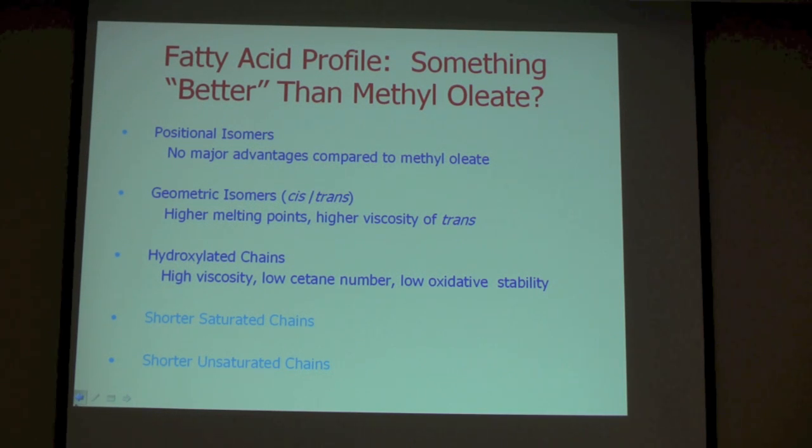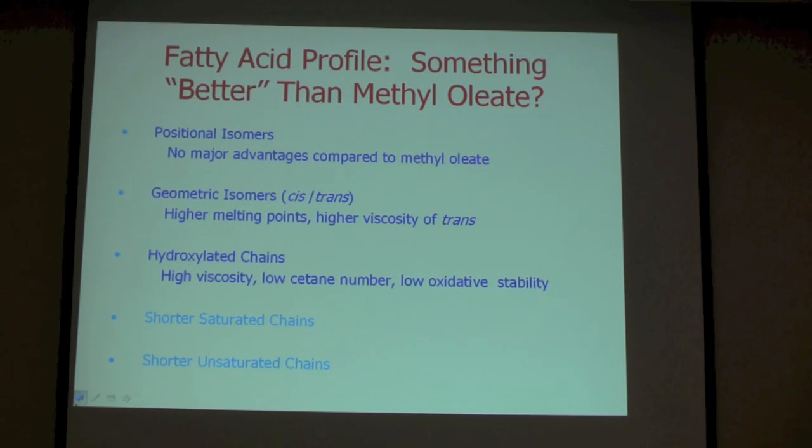Question: is there even something better than methyl oleate possible in biodiesel? Getting into chemistry, positional isomers, which means that the double bond is at some other position in the chain. There's really no major advantage to most of them, either in terms of melting point or issues like that, as far as I can tell. Also, geometric isomers, cis-trans. We've heard a lot about trans fatty acids. That's essentially the same thing here. They're probably not an alternative either. They have higher melting points and higher viscosity.